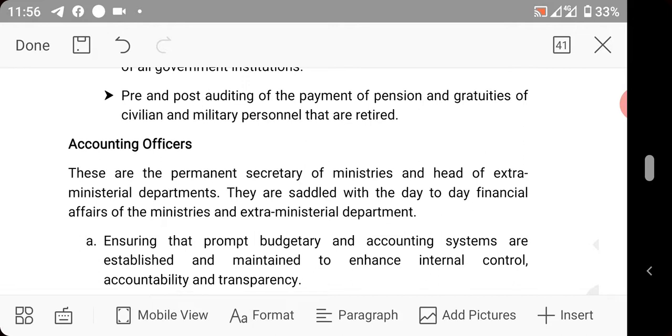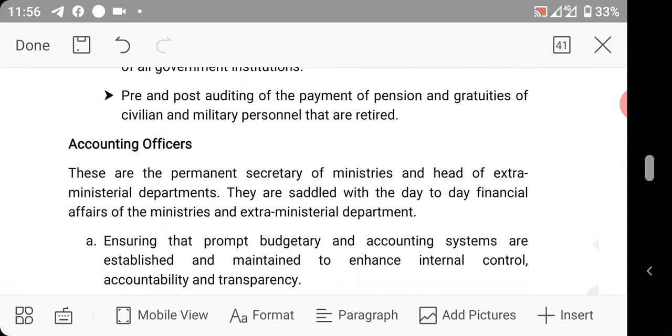Now, who is an accounting officer? An accounting officer is the permanent secretary of ministries and head of extra-ministerial departments. Now, we know that the highest level in the civil service is permanent secretary, which is level 16, I think step 5. That's the highest level in the civil service. Where you get to that level, you become the PAMSEC of the ministry.